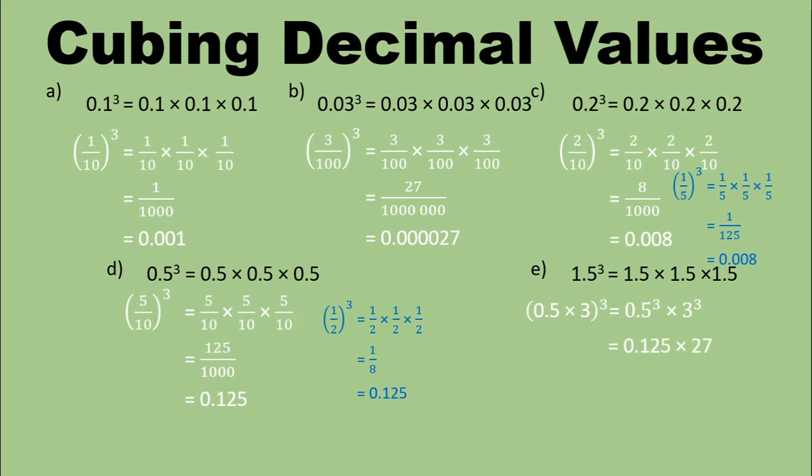0.5 cubed is 0.125, and 3 cubed is 27. So I just have to do that long multiplication now to work that out. It's always best to set out your long multiplication so that the value with the fewer digits is on the bottom. So I'll put 0.125 on the top, and then I'll put times 27 on the bottom.